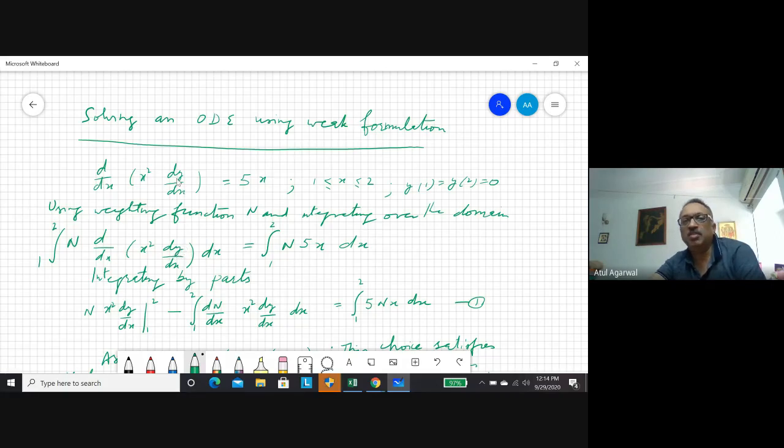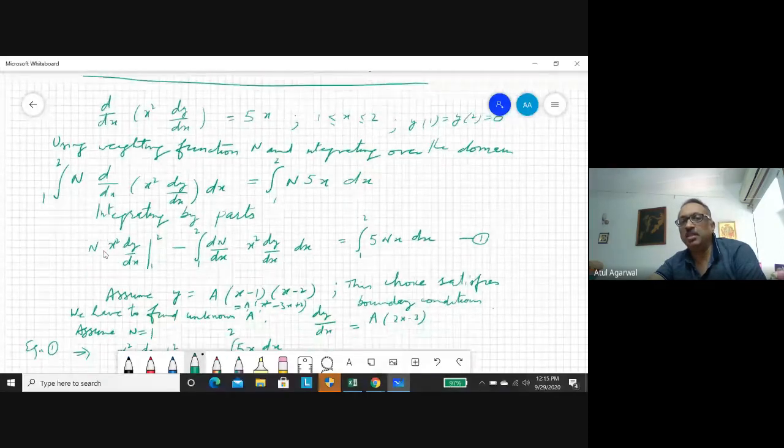Here we have got the second derivative of y. So by integration by parts, this equation results in the shape function n, or weighting function n, multiplied by the integration of this. Now this you have to evaluate over the limits at the boundaries. Then minus, I take the derivative of this weighting function multiplied by this term. So you see we have reduced the overall derivative requirement on y. So this is equal to the integral of 5x n.